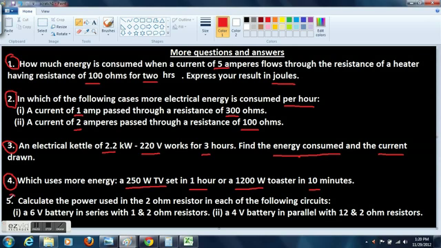Question number 5. Calculate the power used in the 2 ohm resistor in each of the following circuits. Number 1. A 6 volt battery in series with 1 and 2 ohm resistors. Number 2. A 4 volt battery in parallel with 12 and 2 ohm resistors.